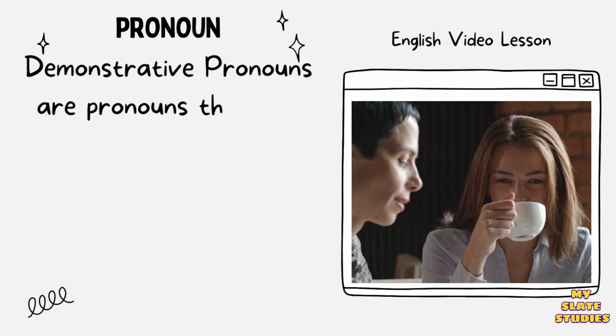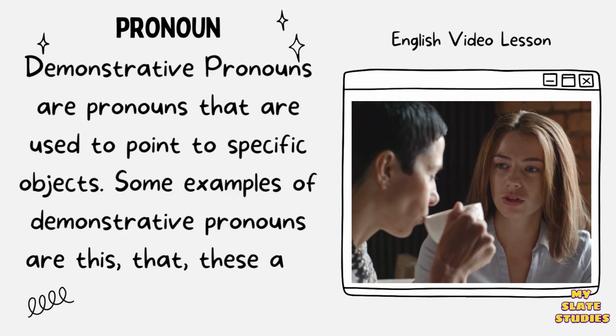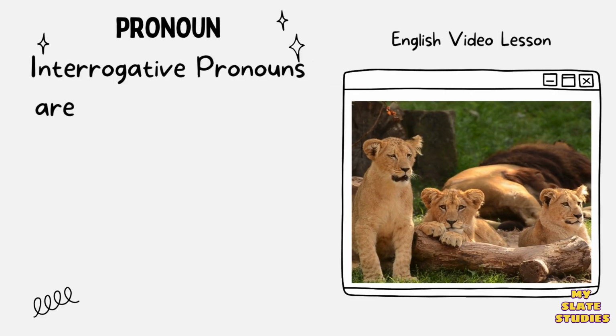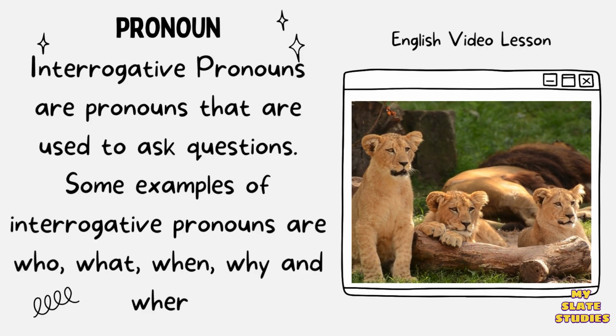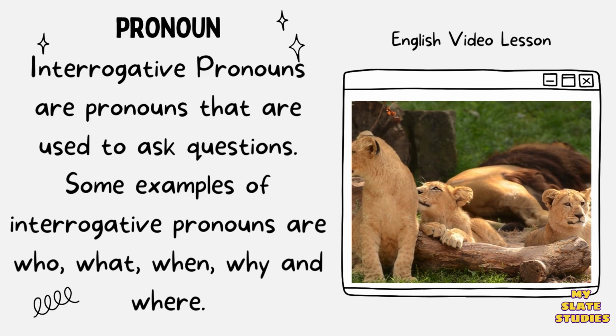Demonstrative pronouns are pronouns that are used to point to specific objects. Some examples of demonstrative pronouns are this, that, these, and those. Interrogative pronouns are pronouns that are used to ask questions. Some examples of interrogative pronouns are who, what, when, why, and where.